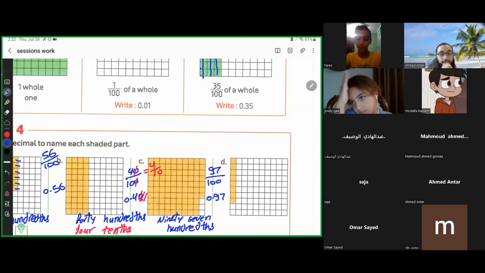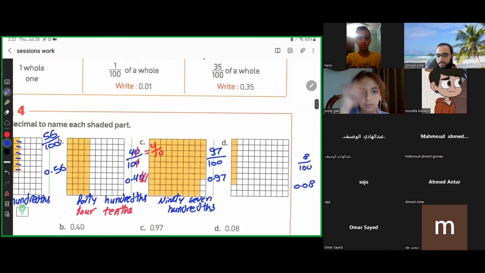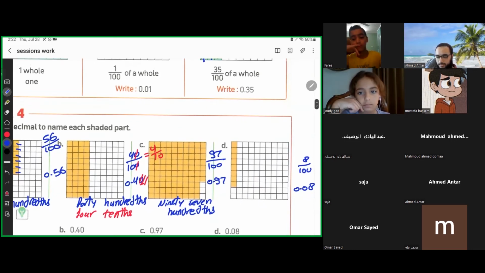0.08. Yes, excellent. By the fraction, 8 over 100. Yes, very excellent. So it's 0.08. By the words, it's what? 800. Very excellent.